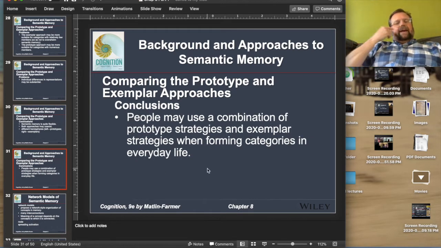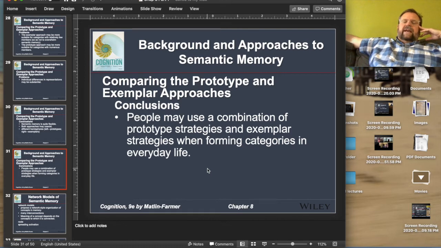So it's probably the case that people use a combination of prototype strategies and exemplar strategies when they're forming their categories in everyday life. And over time, it might be possible to figure out what types of information rely more on a prototype, or what types of information rely more on exemplars. And it's probably the case that we use whatever mode is most expedient for us at the time.